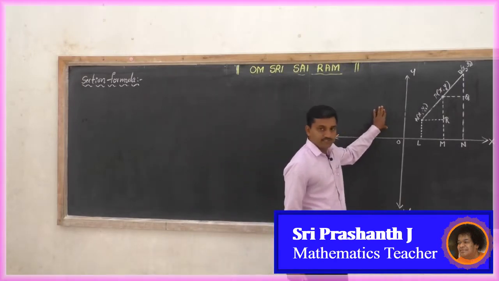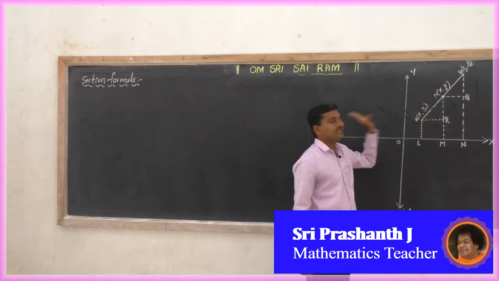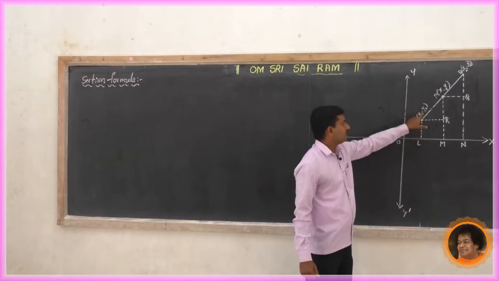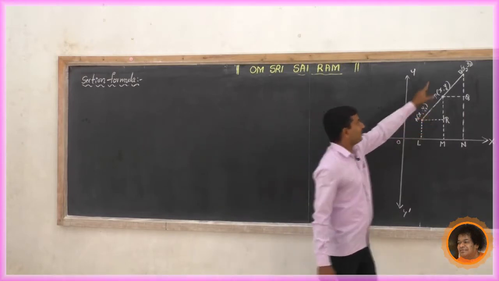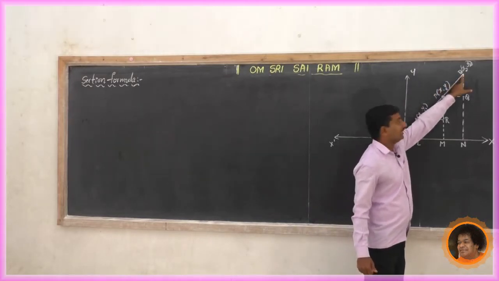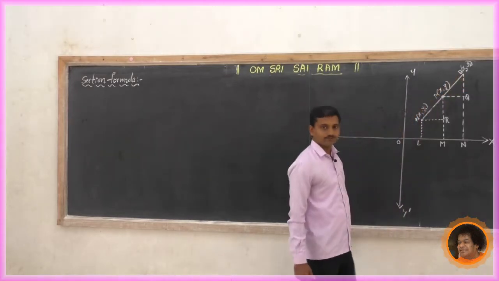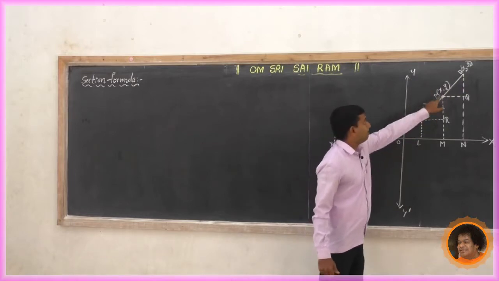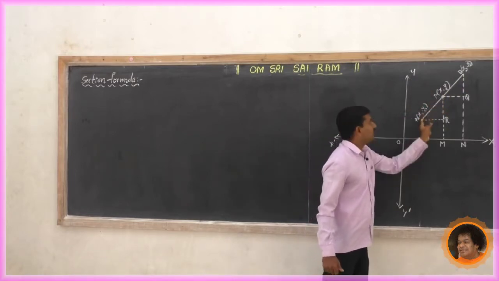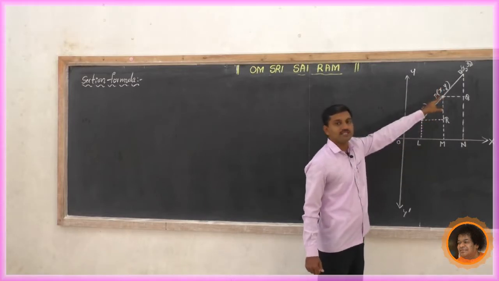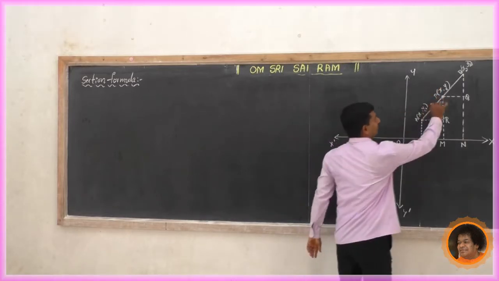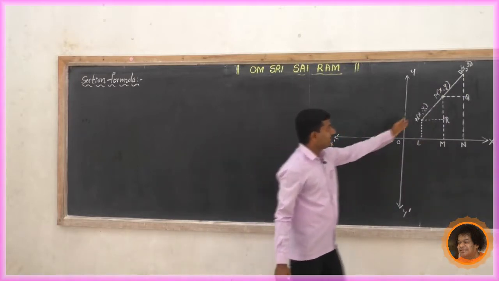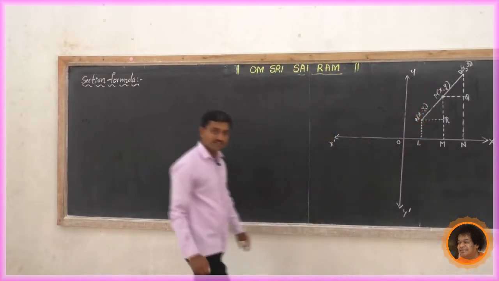In the Cartesian system, A and B are any two points. The coordinates of the point A are x1, y1, and the coordinates of the point B are x2, y2. So AB is a line. P is a point which divides the line segment AB in the ratio m:n. Listen carefully. A and B are any two points on the Cartesian system.